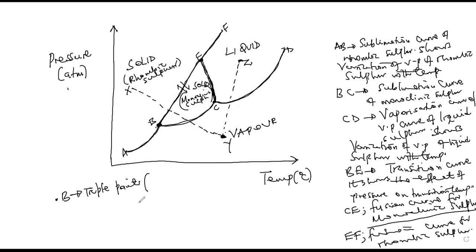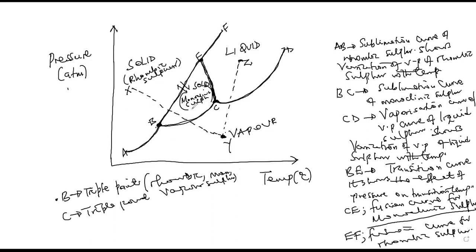so we shall have different triple points here. The first triple point is point B, where we have rhombic, monoclinic, and vapor sulfur existing in equilibrium. Then also we have got point C. Point C is another triple point. So point C is a triple point of which ones?